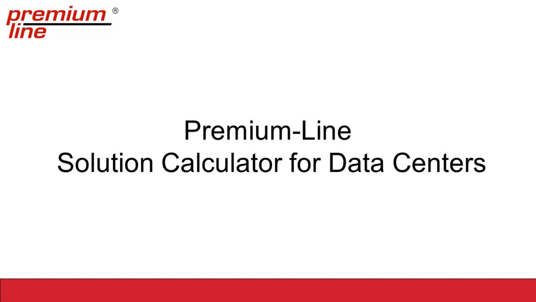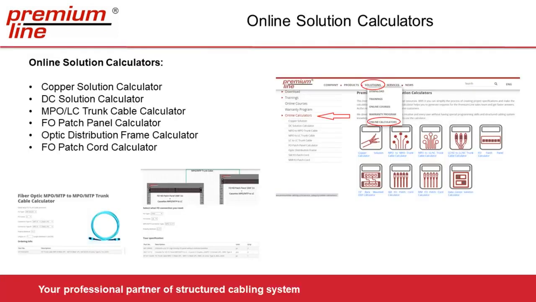In this presentation, we are considering how to use the specially developed Premium Line Solution Calculator, and how this tool can be useful for you. Using the Premium Line Online Solution Calculator, you can create the following: specification for copper networks of all categories, specification for data center solutions, configuration of fiber optic panels, configuration of optic distribution frame, configure the necessary fiber optic patch cords, configure pre-terminated fiber optic trunk cables.